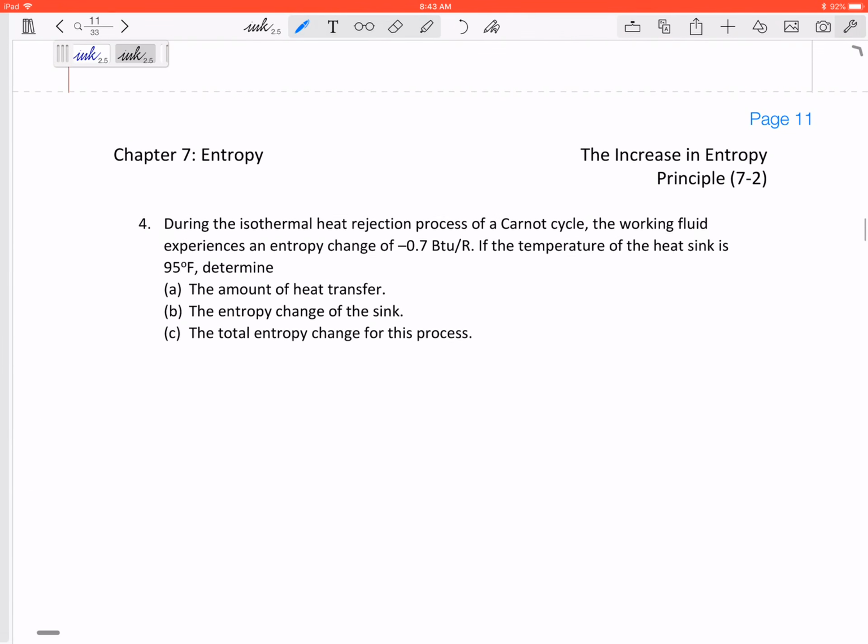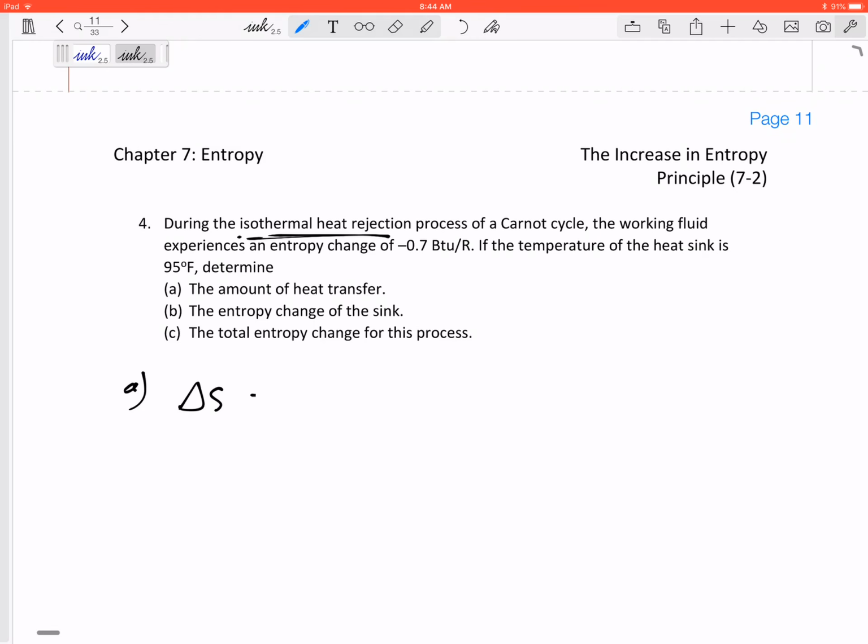Okay, so I got one more increase in entropy principle problems. Okay, during an isothermal heat rejection process of a Carnot cycle, the working fluid experiences an entropy change of 0.7 BTUs per Rankine. If the temperature of the heat sink is 95 degrees Fahrenheit, determine the A, amount of heat transfer, B, entropy change of the sink, and C, total entropy change for this process.